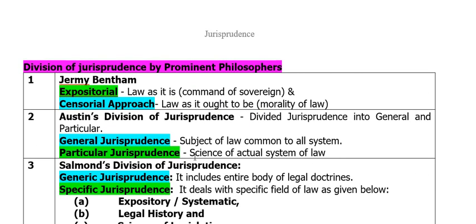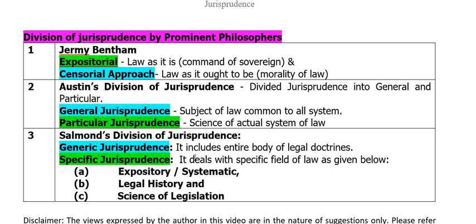Now here I am talking about the division of jurisprudence given by prominent philosophers. I have come across only 3 philosophers who have given this division: Jeremy Bentham, Austin, and Salmond. Bentham has divided it into two parts: expositorial and censorial approach. Austin's division is general and particular, and Salmond's division is generic and specific.